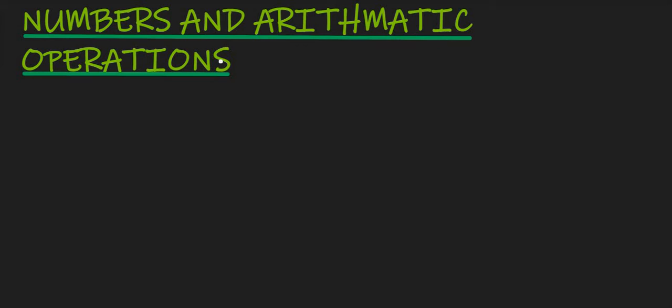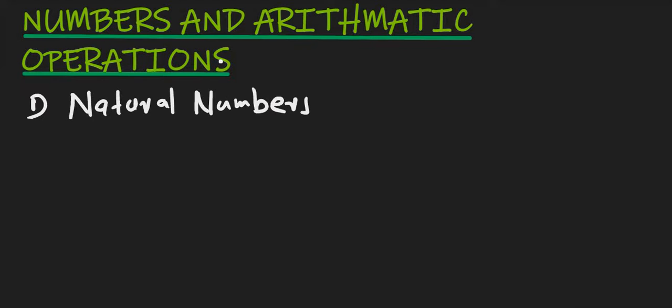Hello everyone, very good day, and in this video we'll be considering numbers and arithmetic operations. Now, the first type of numbers that we encounter is natural numbers. The set of natural numbers are also known as counting numbers, positive integers, and that set can be denoted as 1, 2, 3, etc.